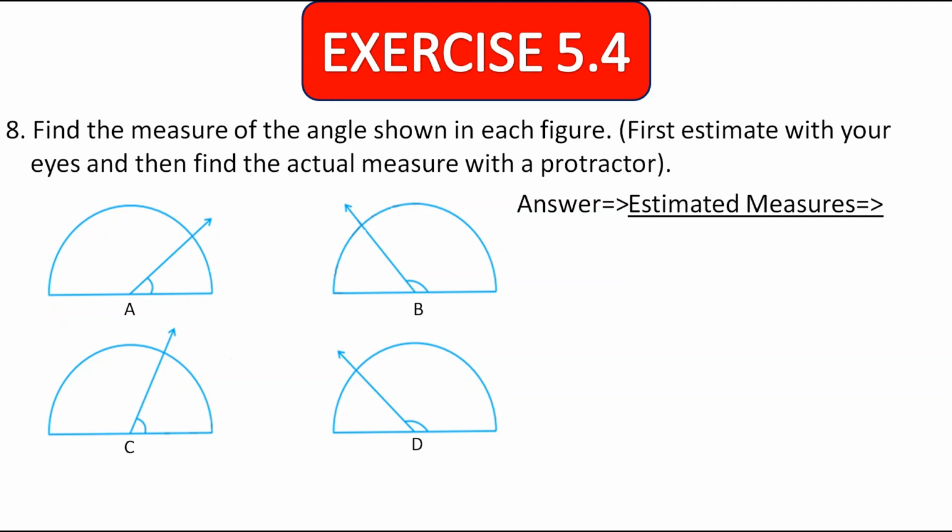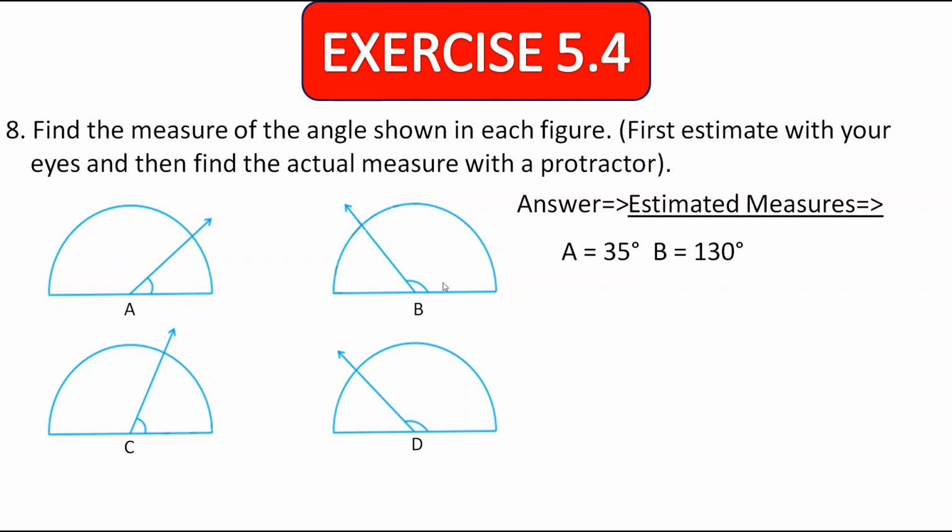I think the angle A is equal to 35 degree, because see here, it is less than 90 and it is not showing exactly half also. So I am just estimating that it might be 35 degree. Now this B, I think it should be 130 degree because it is greater than 90 degree, and I think it might be 130 degree.